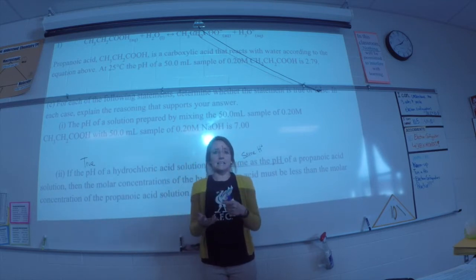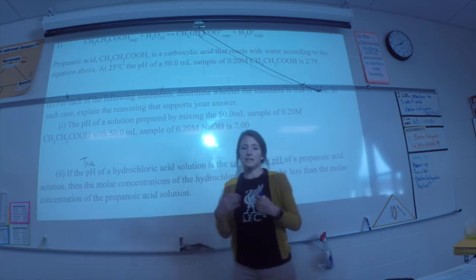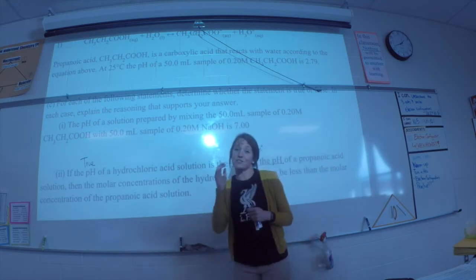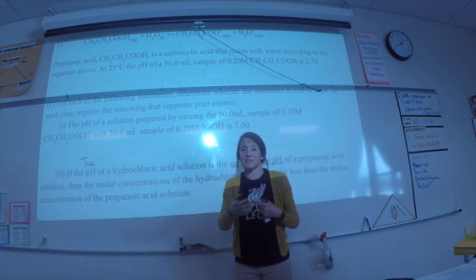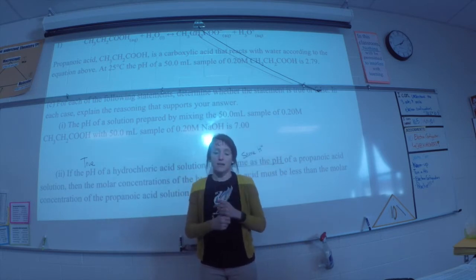Like, why is it that the strong one has to be less than the weak one? So you need to make sure you included something along the lines of understanding that it's because the strong one breaks apart all the way and the weak one does not. It doesn't mean your answer needs to be that much longer.